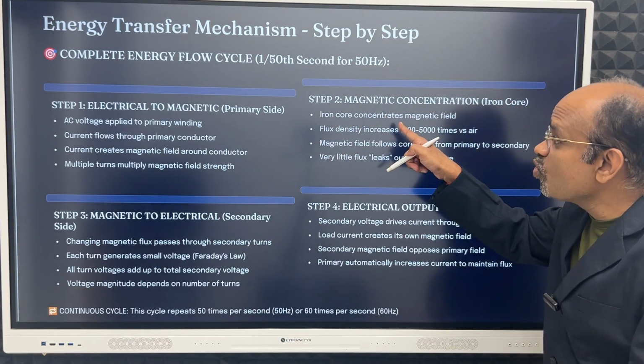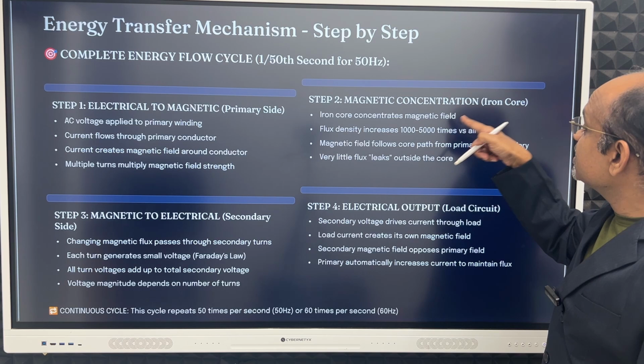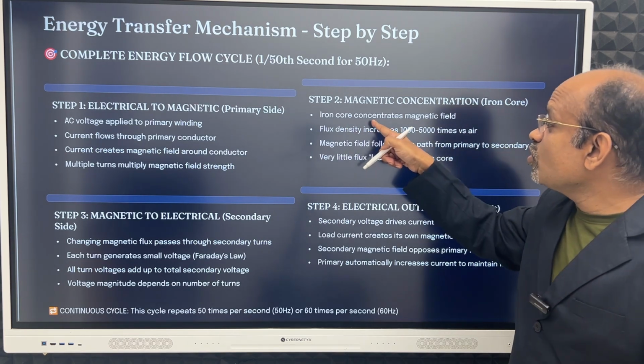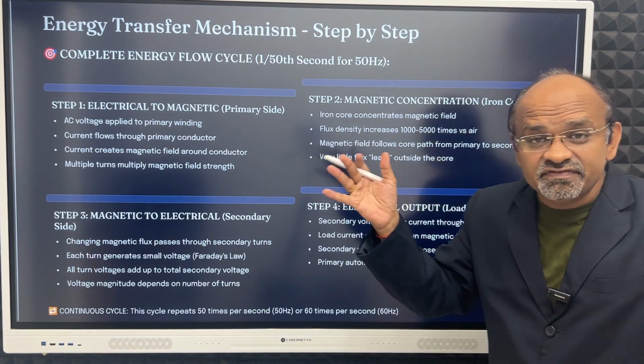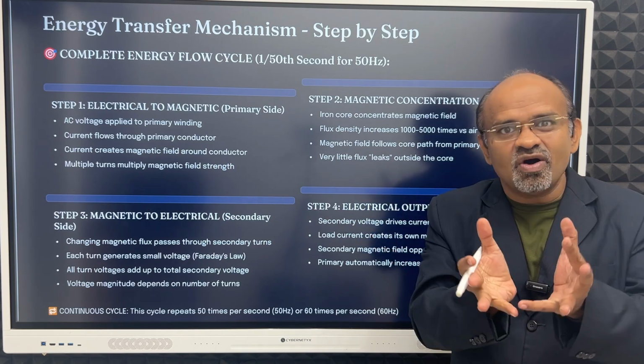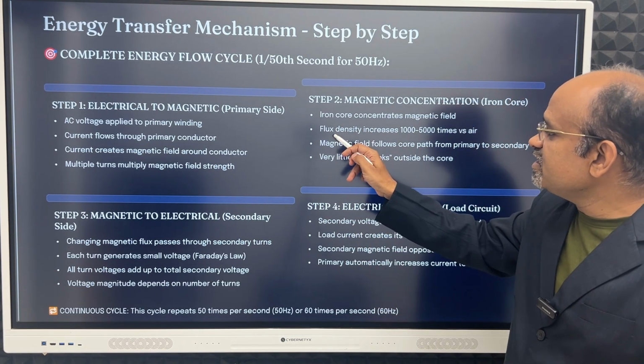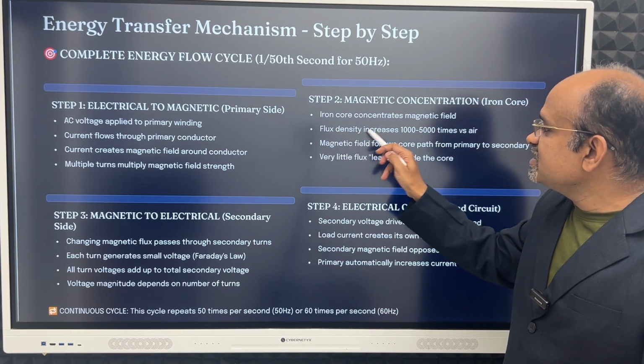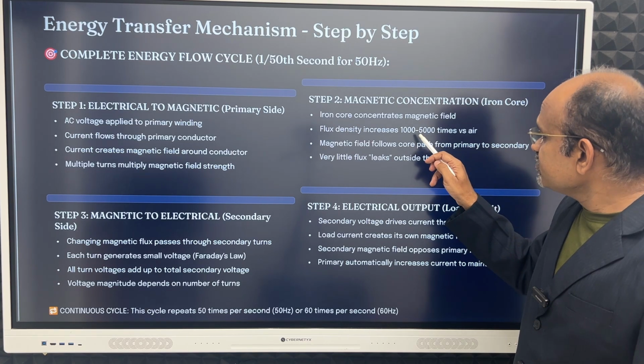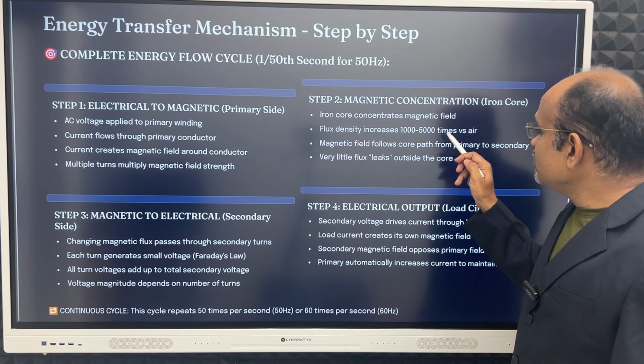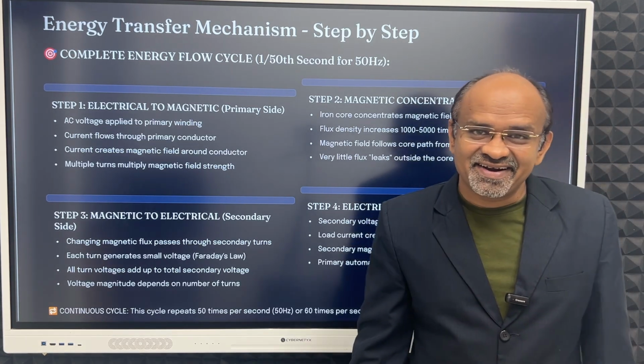In step 2, magnetic concentration in the iron core. The iron core concentrates the magnetic field. It will take all the magnetic field. And what will it do? Flux density increases 1000 to 5000 times versus air.